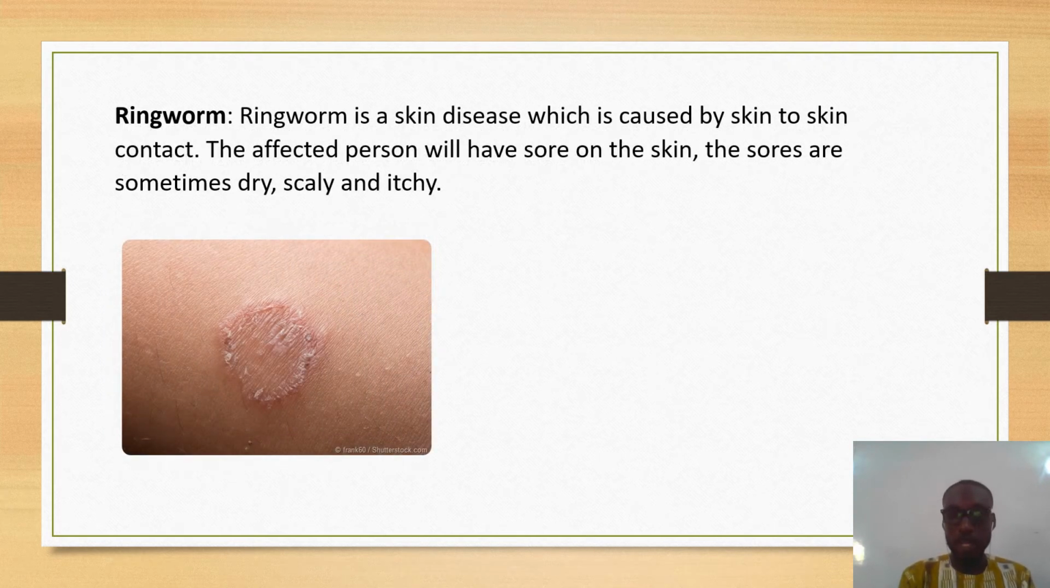Also, we have another skin disease known as ringworm. Ringworm is a skin disease which is caused by skin-to-skin contact. The affected person will have a sore on the skin. The sores are sometimes dry, scaly, and itchy. In the picture over there, that is how ringworm looks. You have that round patch there. That is a ringworm.